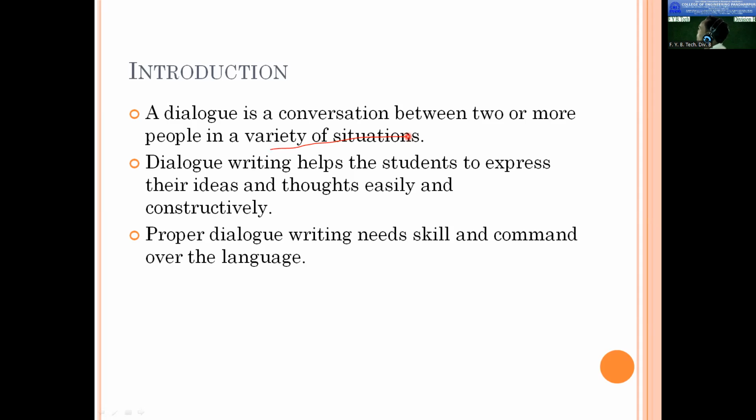So people can think of what I just told you. When we meet our friends, you meet your parents, maybe your teachers also, you go to the office, and in so many things in our day-to-day life that we come across, situations can be like these that we have to think of. So dialogue writing helps students to express their ideas and thoughts easily and constructively.